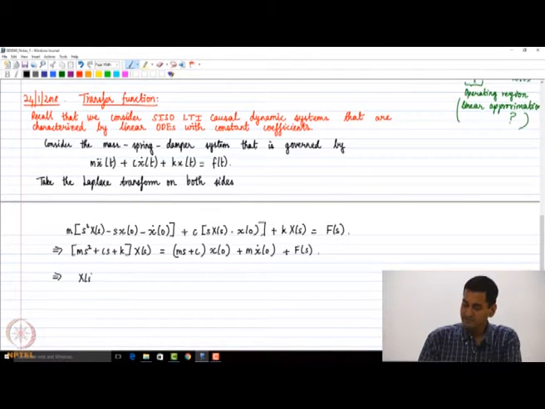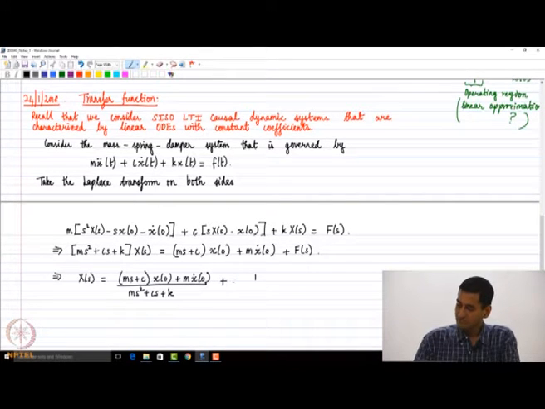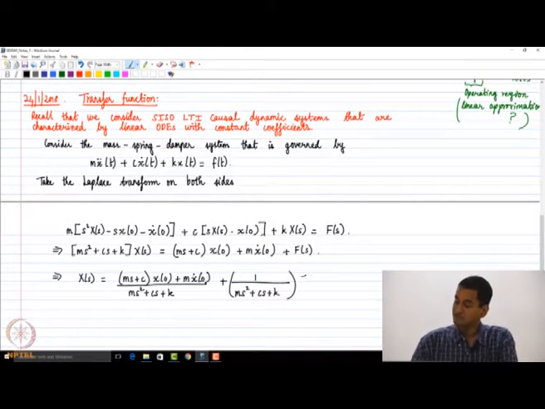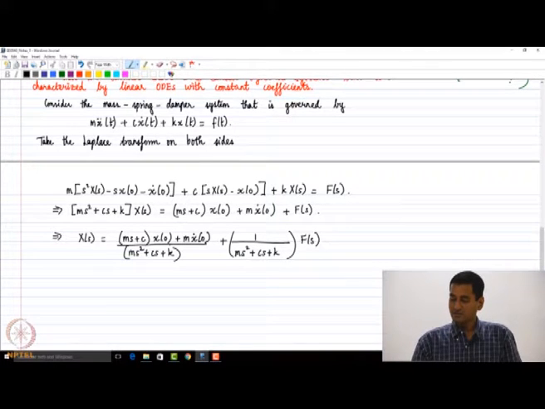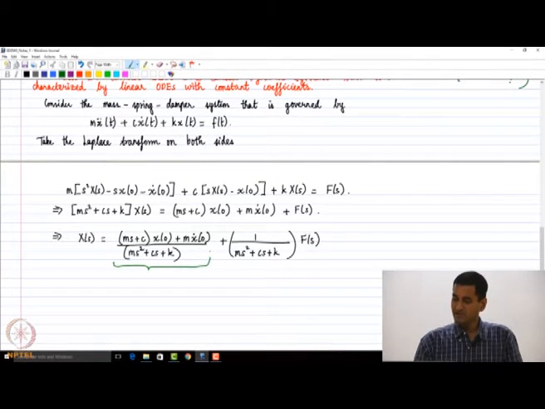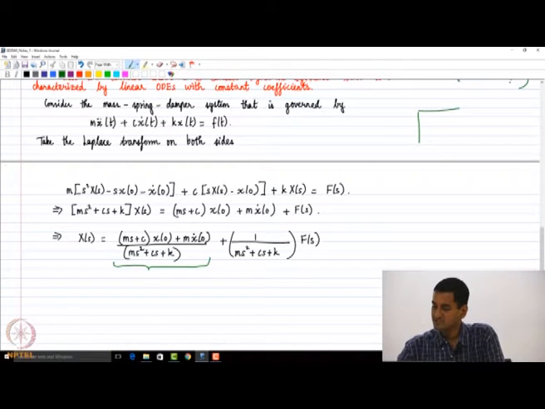So that's what we are going to have. So if I now divide both sides by ms squared plus cs plus k, what I am going to get is the following. So (ms plus c) x0, right, plus m x dot 0 divided by ms squared plus cs plus k, plus 1 divided by ms squared plus cs plus k multiplying F of s, correct? So this is what I will get if I just take ms squared plus cs plus k to the other side, okay? So we already discussed that, this is the component of the output due to the non-zero initial condition, right? So if there exists any.